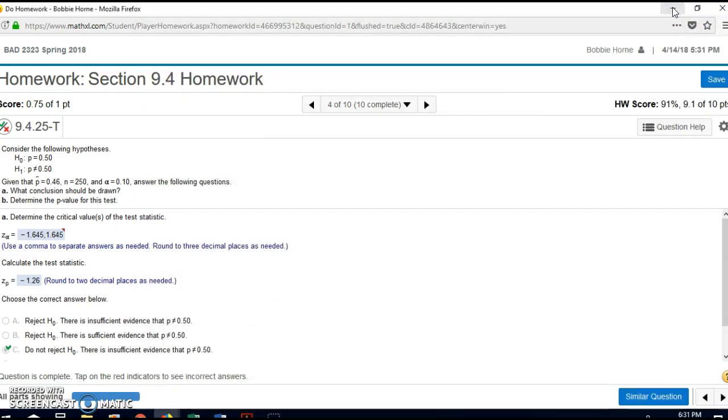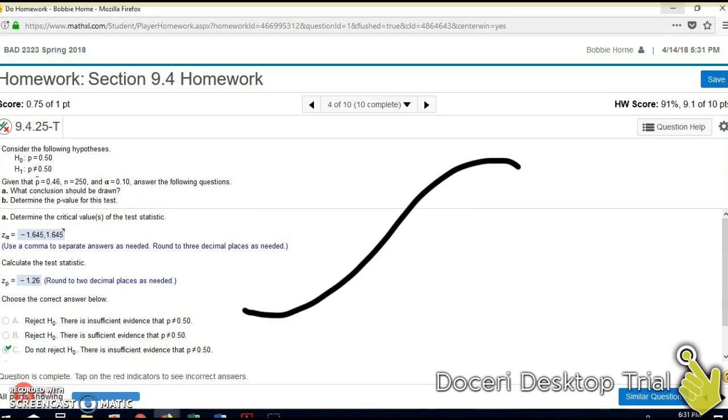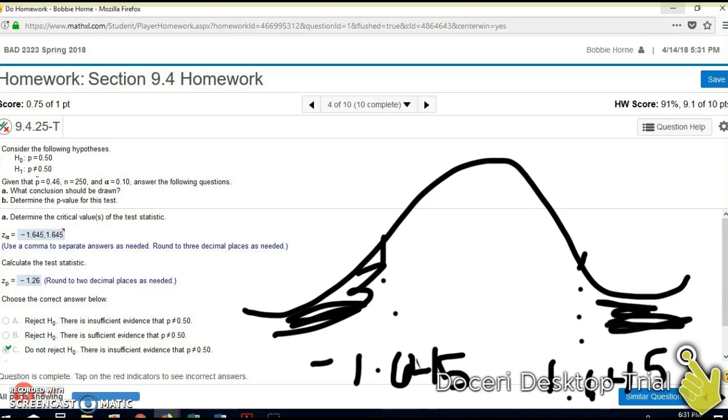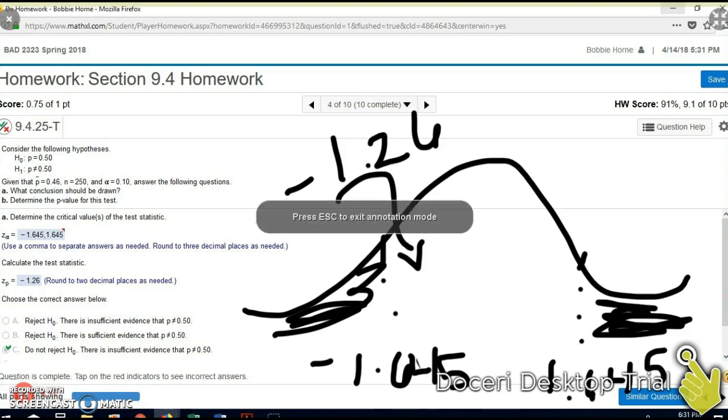Now, when we look at a two-tail test, here is our normal distribution. Here is negative 1.645 and the rejection area in the left tail. Let me fix that. And here is positive 1.645, and here's the area of rejection in the right tail. So if our test statistic is right here, that means we can't reject the null because there's not enough evidence to support the alternate, which we were trying to see if it would.